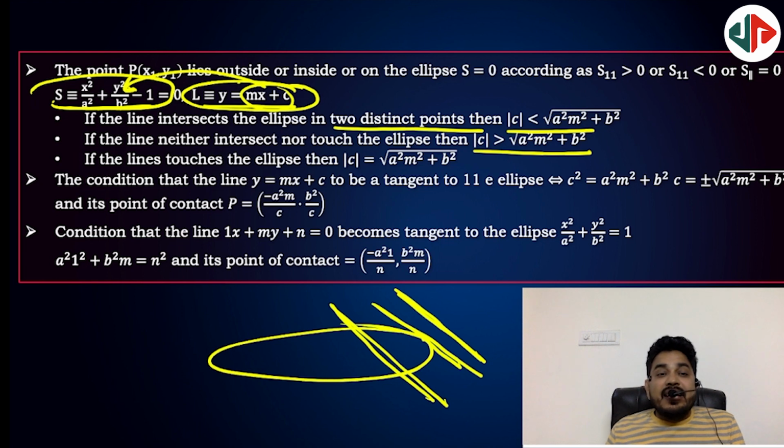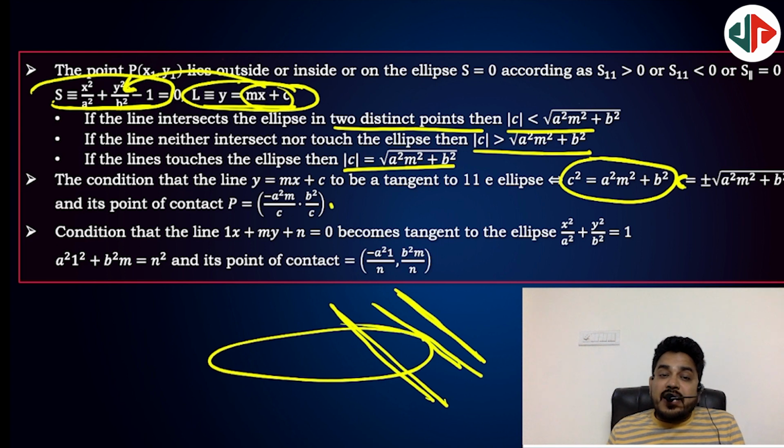And if the line touches, mod c is equal to root over a square m square plus b square. So the condition for tangency is c square is equal to a square m square plus b square. And the point of contact is minus a square m by c comma b square by c.